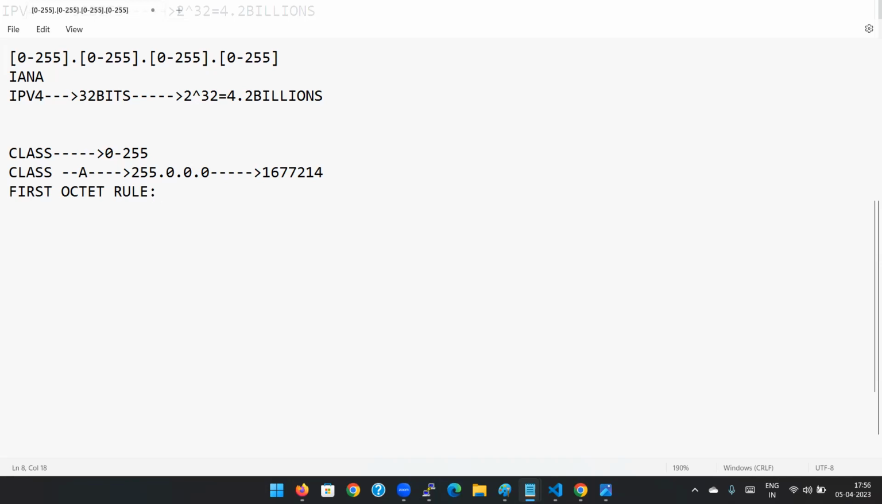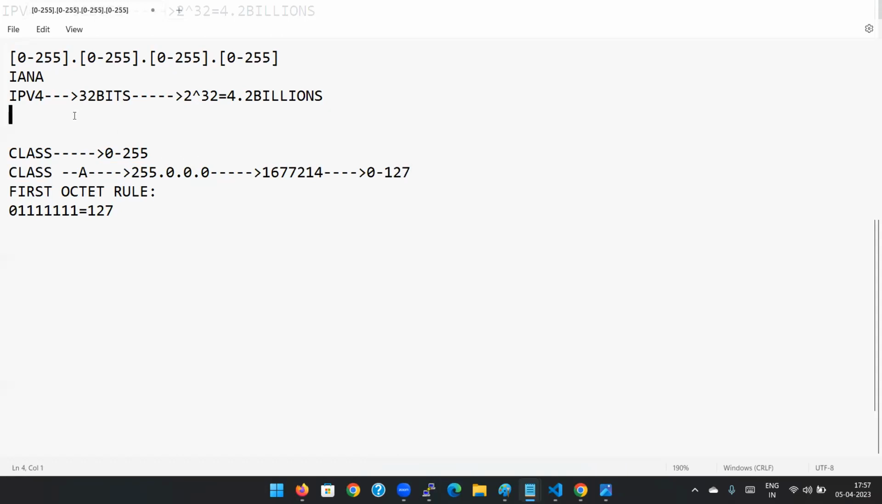First octet rule means IANA described that, you can see here in the first octet, if all 8 bits are network bits, the number will be equivalent to 255. Among this, in the first octet, if you convert the first bit to 0, then the number that you get is 127. So class A IP addresses belong to 0 to 127.